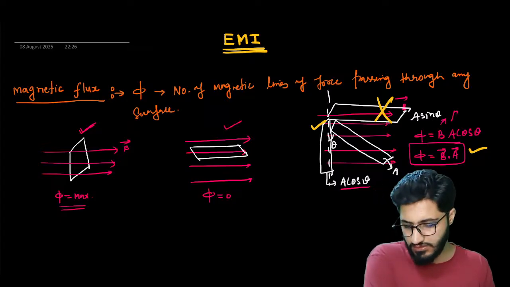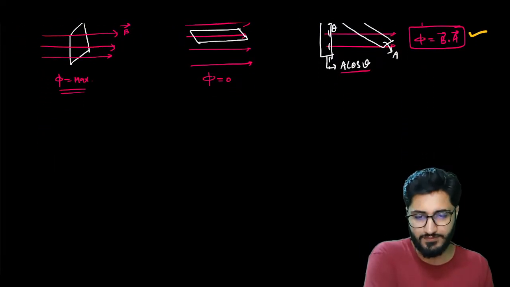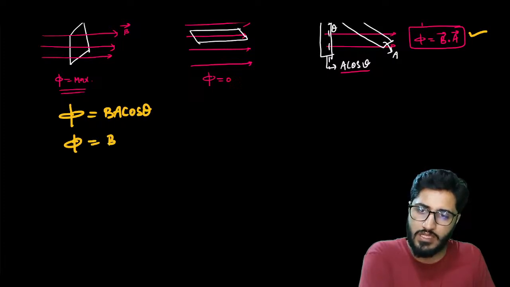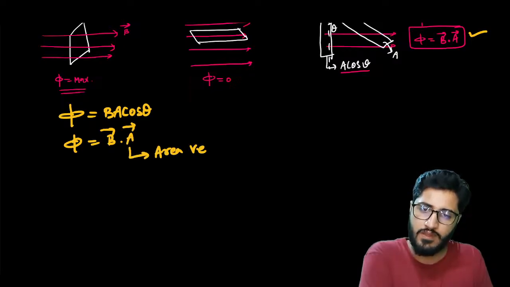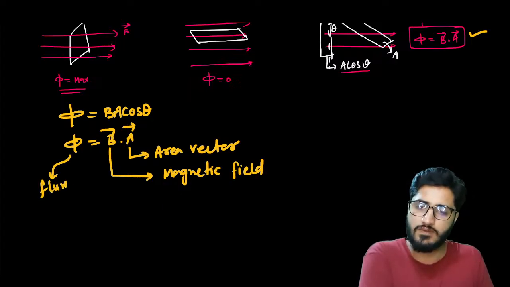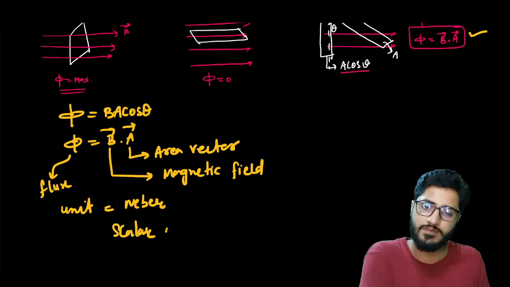Okay. Let us talk more about magnetic flux. I can write magnetic flux equals B A cos theta, or flux comes out to be B dot A. A is the area vector, B is the magnetic field, and this is flux. If we talk about its unit, that is Weber. And it is a scalar quantity, right?